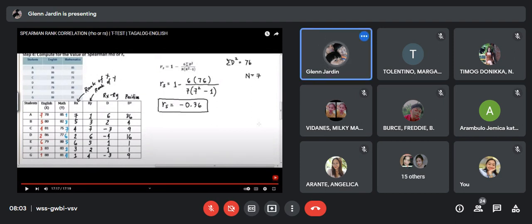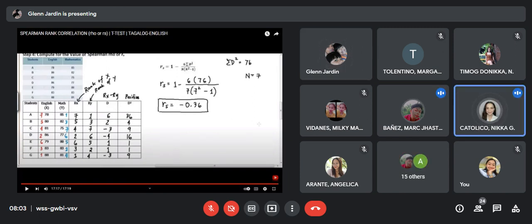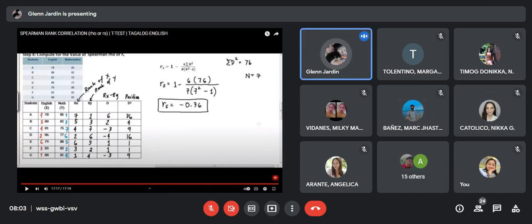Okay, hello. Hello, class. Narinig niyo ako? Yes po. Okay, so what you observe, medyo iba yung computation sa Pearson R because this one is Spearman rho, no? Okay, balikan natin yung step by step.